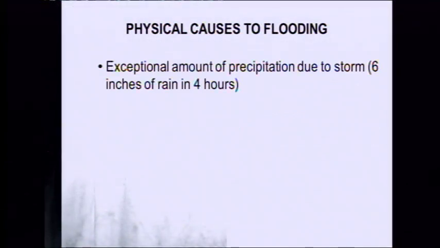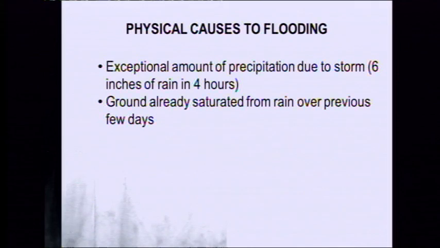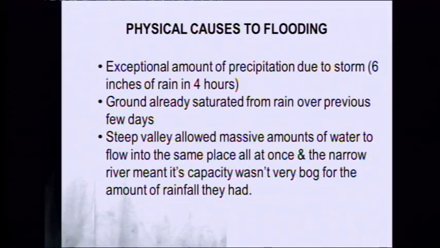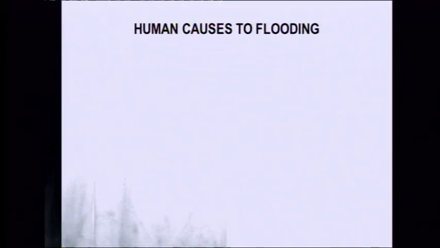So the physical causes to flooding then. Well, there was a lot of rain. We know from the first slide that there was 6 inches of rain in 4 hours. The ground was already saturated from rain over the previous few days, which meant no more water was able to infiltrate, so it increased the amount of surface runoff. And there were very steep valley sides, which meant that the surface runoff travelled very quickly down into the river.